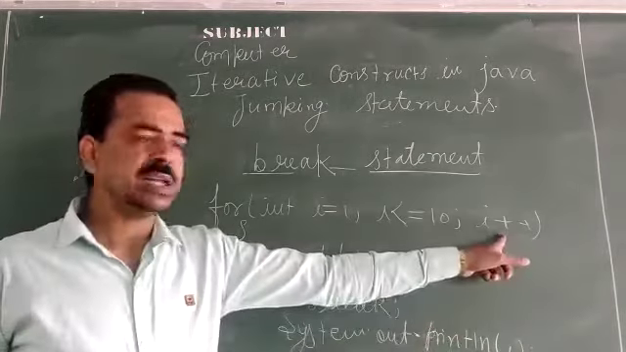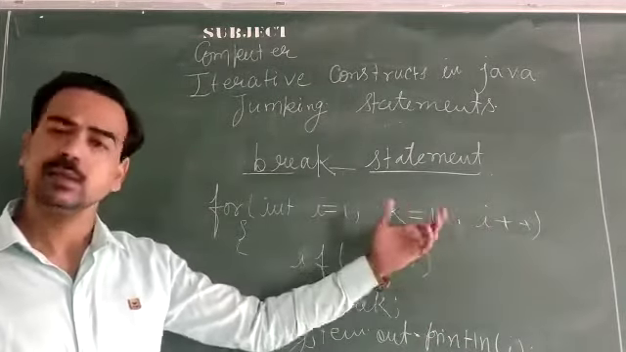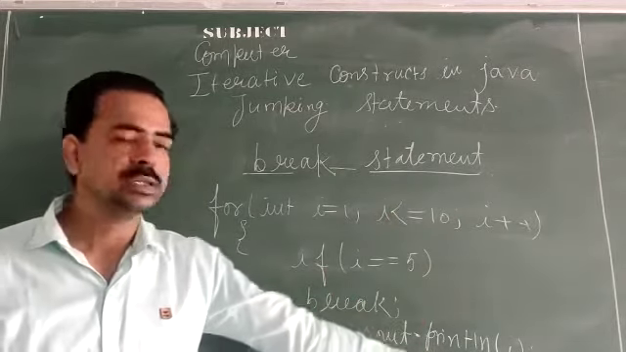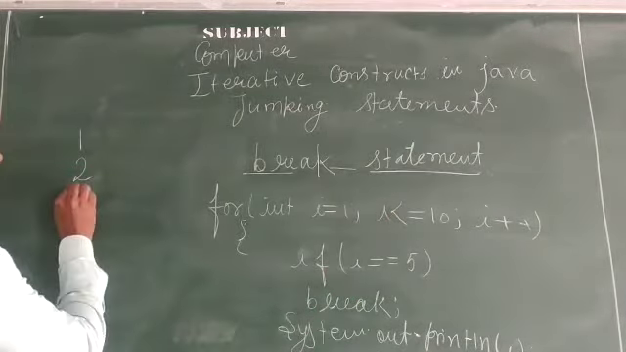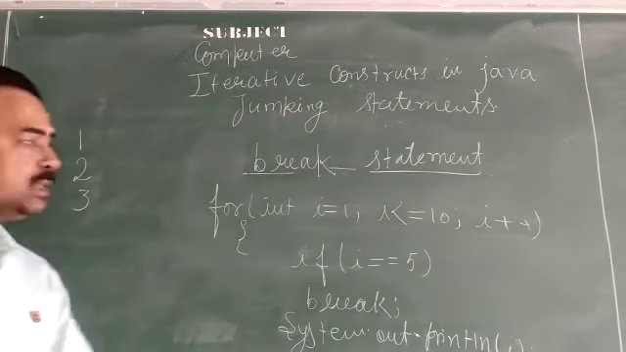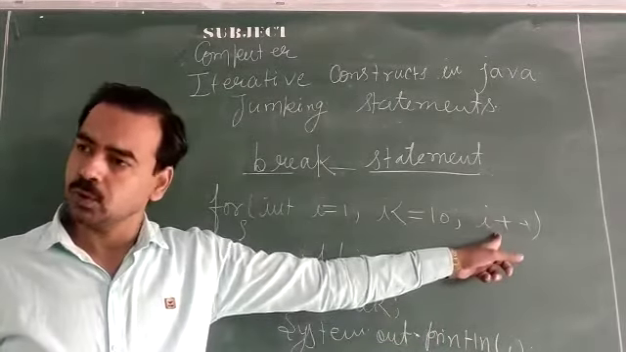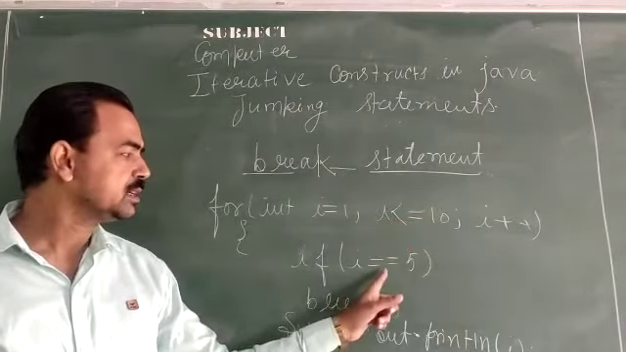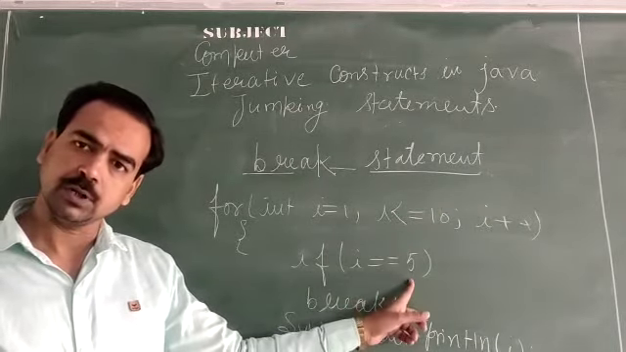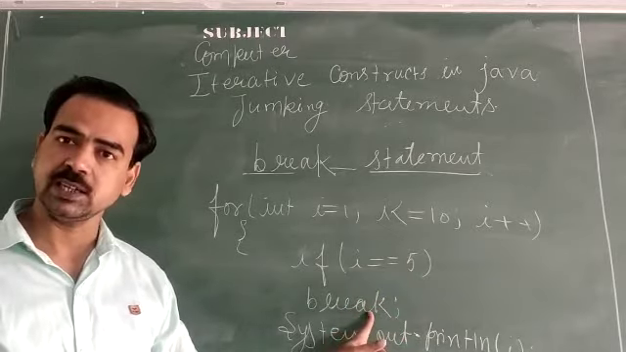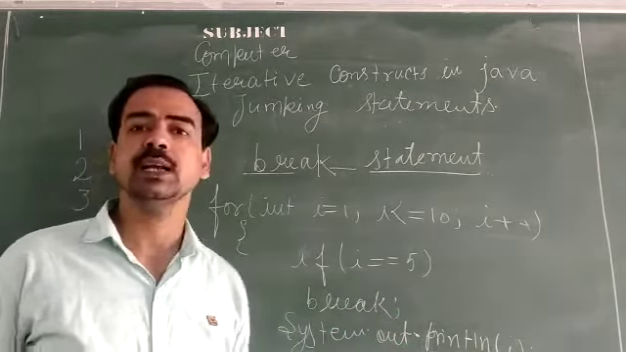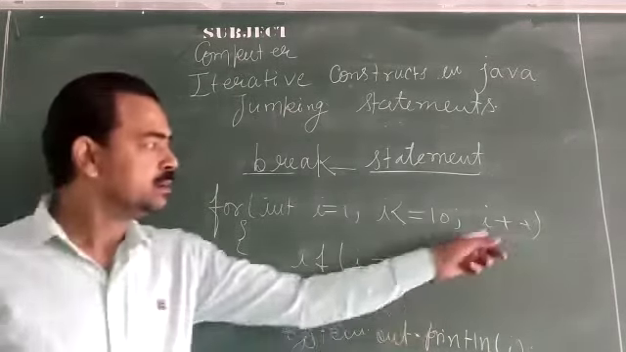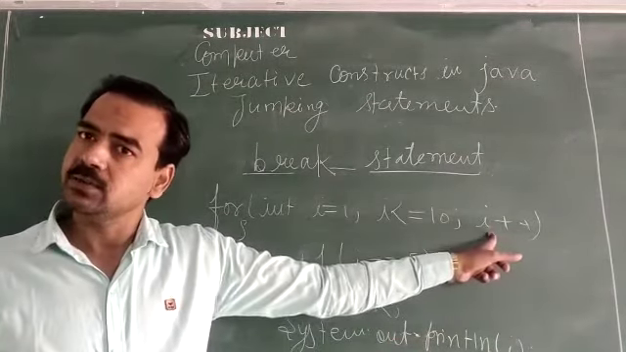Then 3 is less than 10, condition true. 3 equals 5, condition false. System.out.println prints 3. Then i will be updated: 4 is less than 10, condition true. 4 equals 5, condition false. So once again break will not execute. Then System.out.println(i): 4 will be printed. Then i is 5.